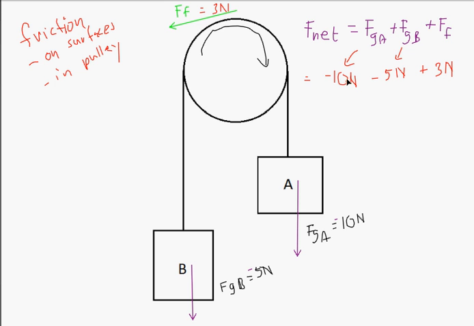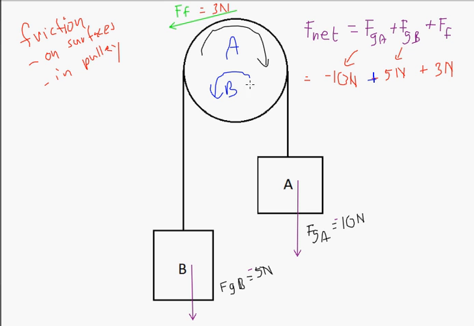Now, take a look. I have my FGA as negative 10, and I have my FGB as negative 5. Before, that was right, they're both going down. But they pull the pulley in different directions. This is the direction my A pulls. My B pulls this way, though. So I need to make them go in opposite directions. So I'm just going to make this positive.